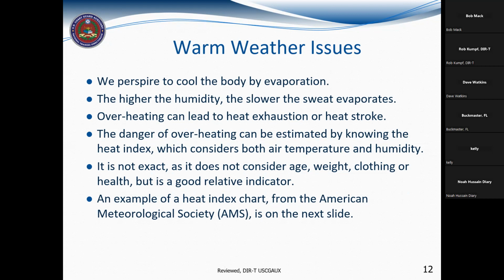You've got to keep your crew cool, because when we were in the doldrums, it was very hot and very humid, and the ocean temperature was like 90 degrees. So be aware of what that's going to do to your crew.